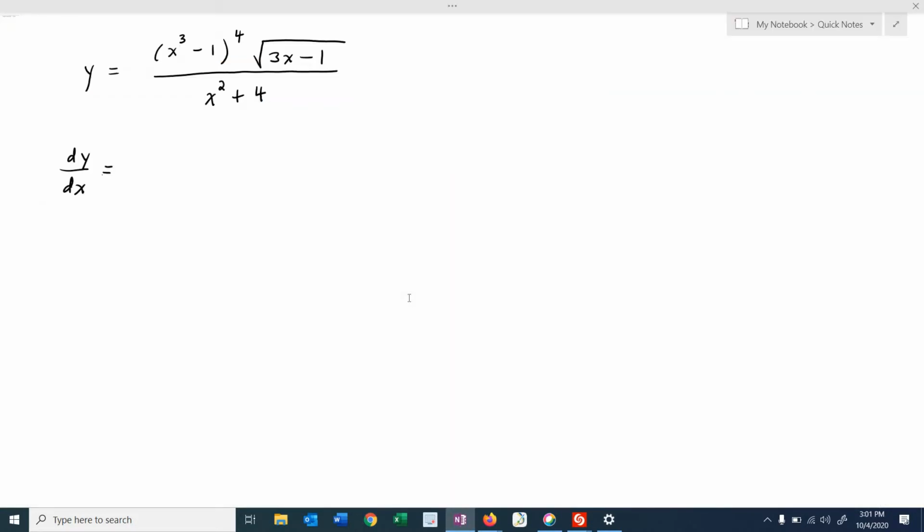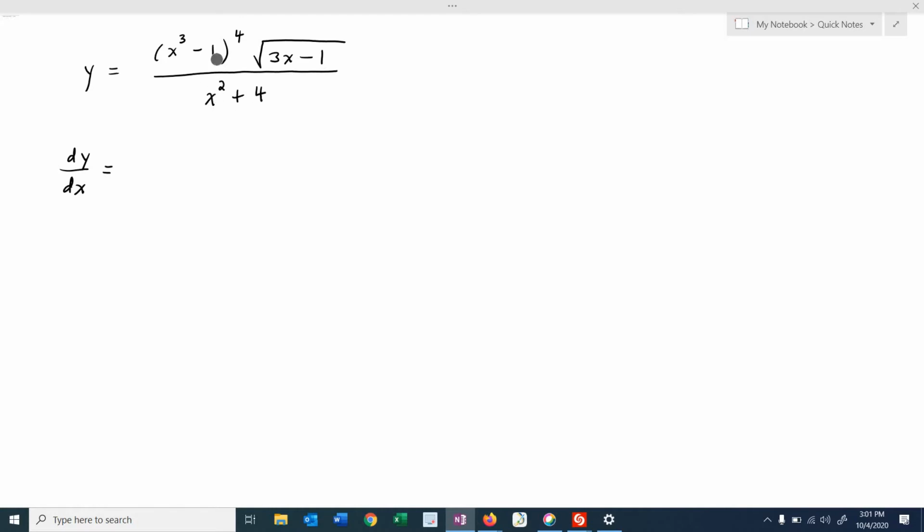Okay, so let's look at an example where it would be useful to use logarithmic differentiation to find the derivative. So let's say you want to find the derivative of this function with respect to x. Now, if you were to do this directly without using logarithmic differentiation, it would be pretty difficult to find this derivative. First of all, you're going to have to use the quotient rule.